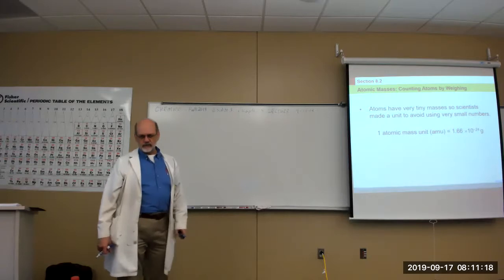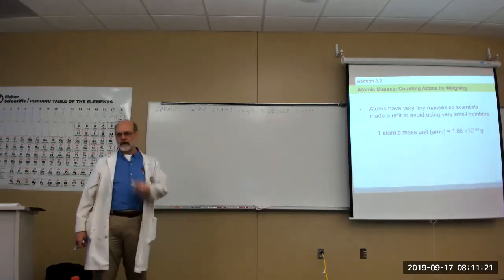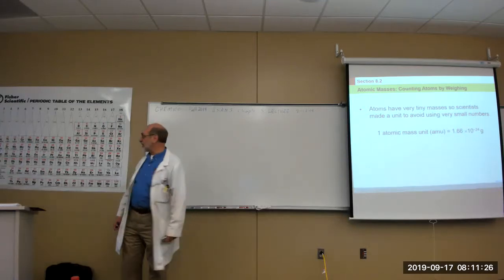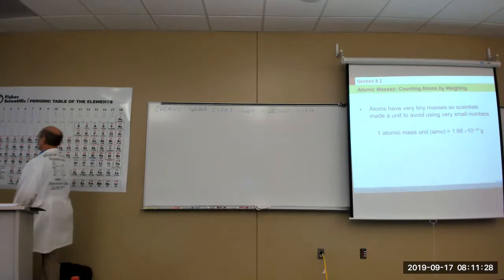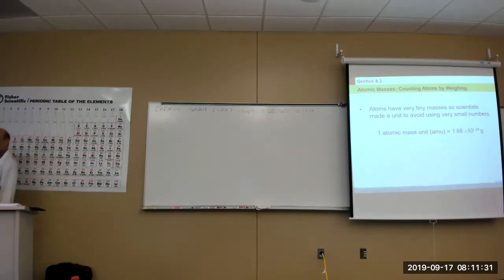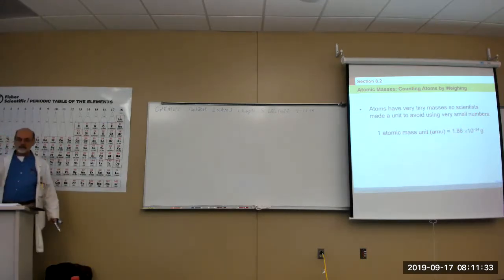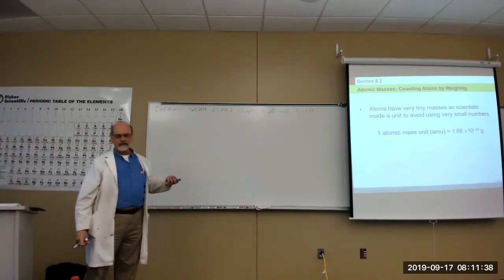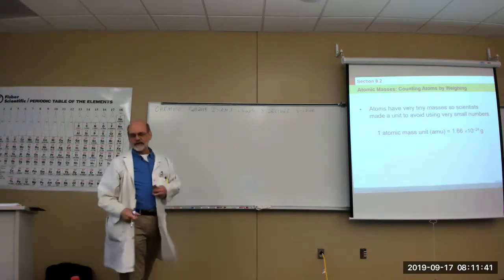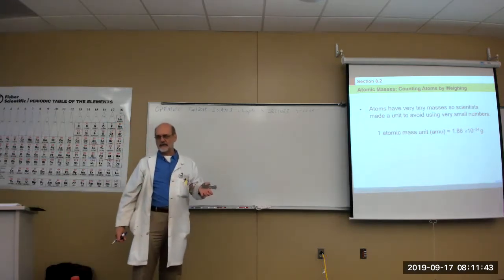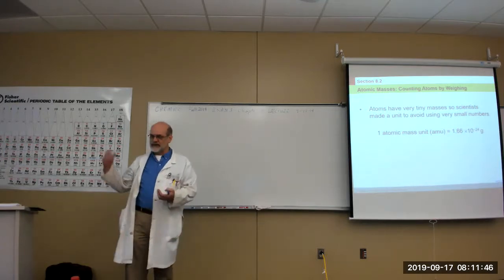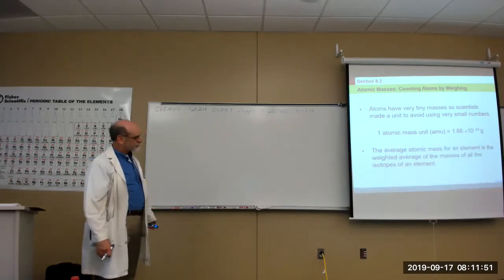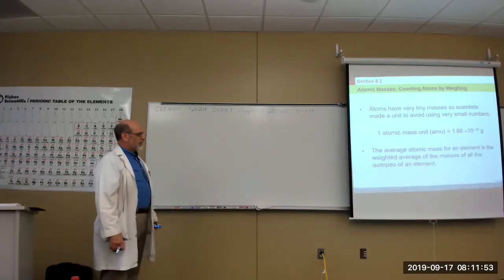One atomic mass unit is roughly the mass of one proton. So you would expect one atomic mass unit to be pretty close to hydrogen, because hydrogen is just one proton, one electron, and electrons weigh even less than that. So an electron contributes almost nothing to the mass of an atom. One proton is basically the mass of a hydrogen atom.